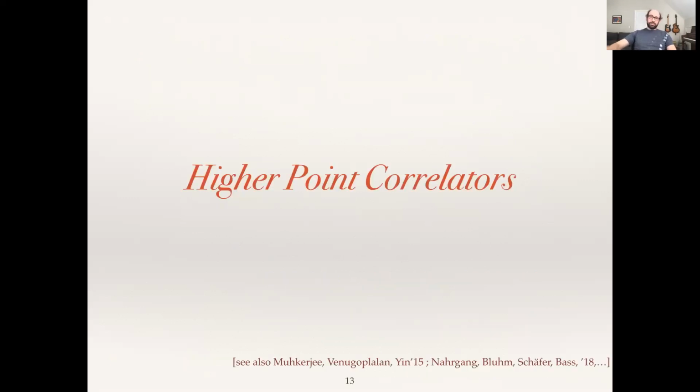So let me, in the second part of the talk, briefly talk about the higher point correlation functions. So this was all about 2-point functions. Let me now generalize this.